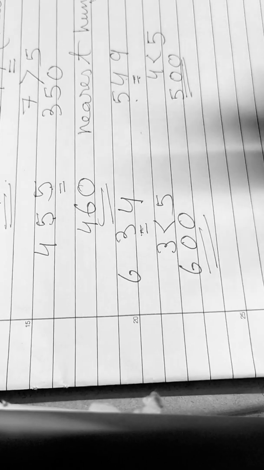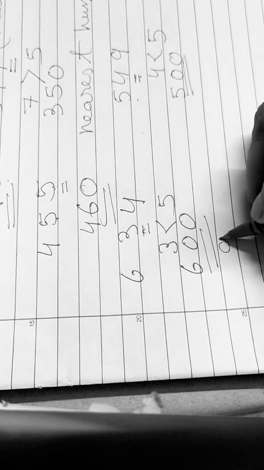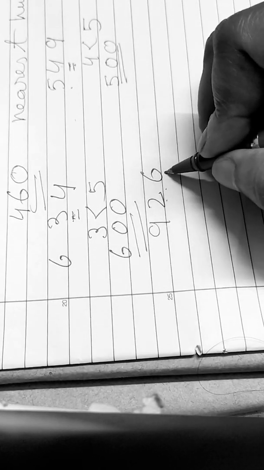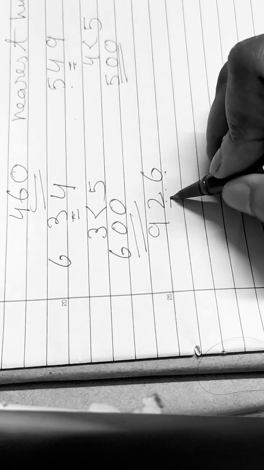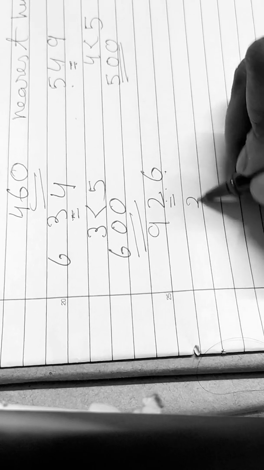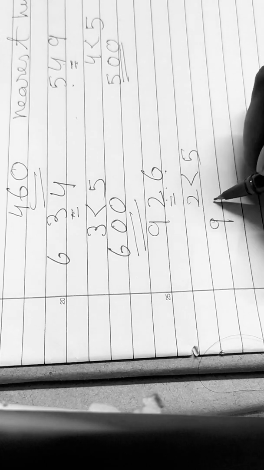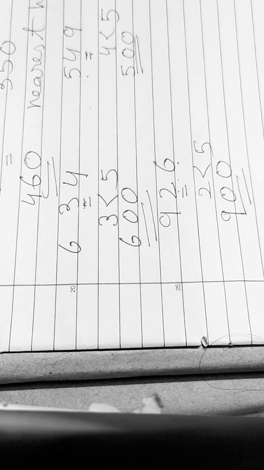Clear? Take another example also, like 926. In 926, which number will we see? Yes, the digit at the tens place, and this 2 is less than 5. Means this 2 will become 0, this 6 will also become 0, and the answer is what?